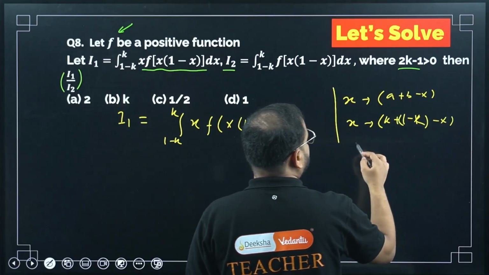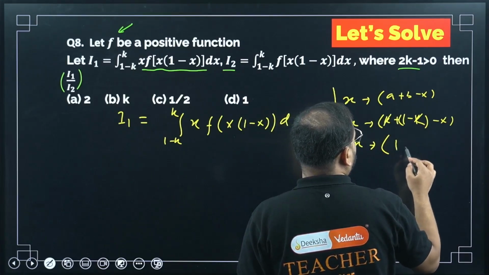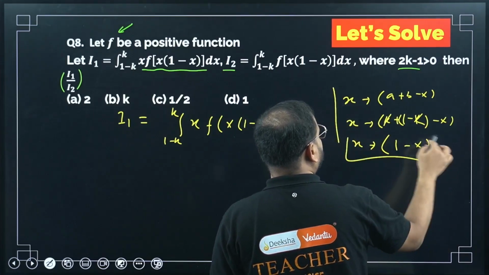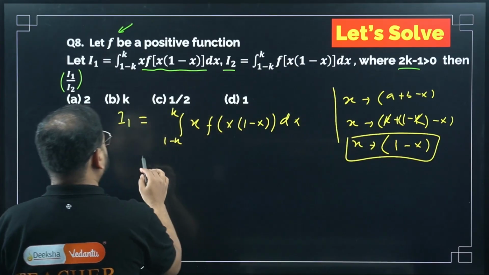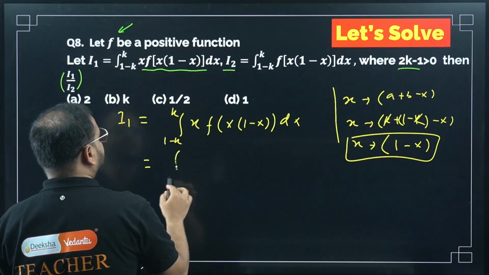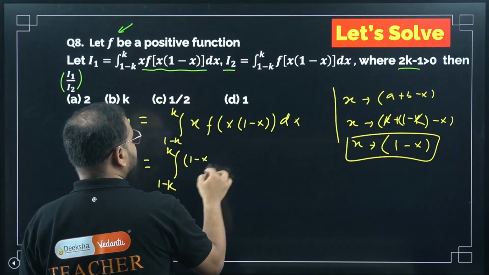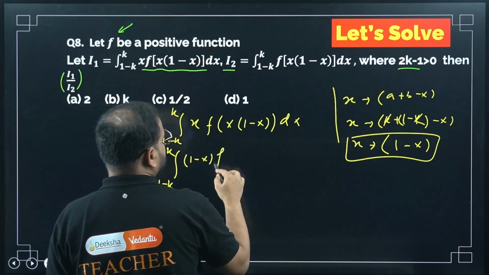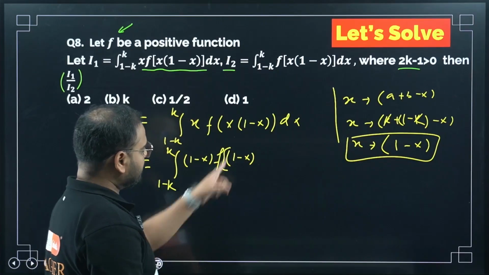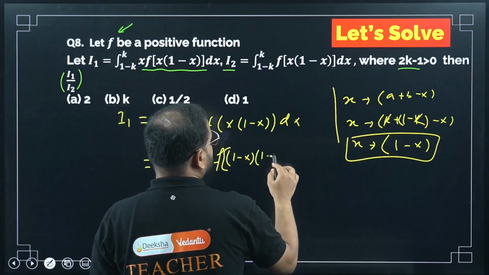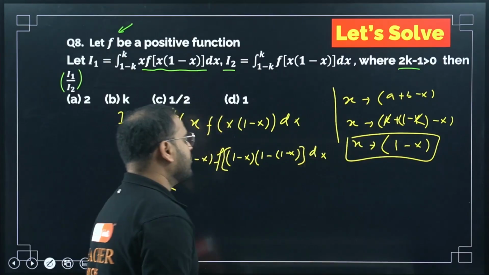What do I get? I get x as k, and k goes out. I have 1 minus x left. So I can replace x by 1 minus x in the same limit. There will not be any change in the integration. The limit will remain the same, 1 minus k to k. I write x as 1 minus x. So check this, x will become 1 minus x. This 1 minus x will become what? Please check. 1 minus x dx.